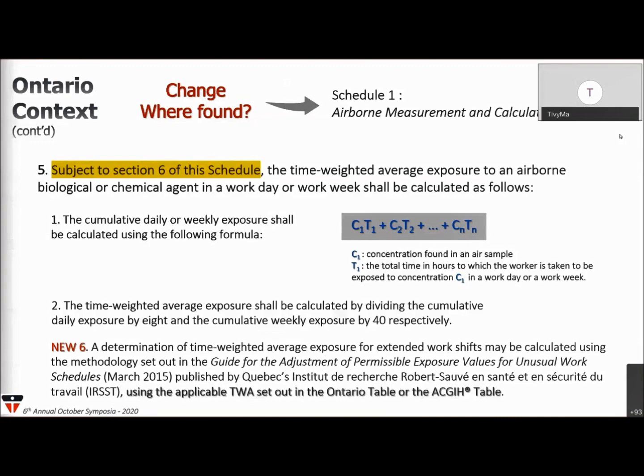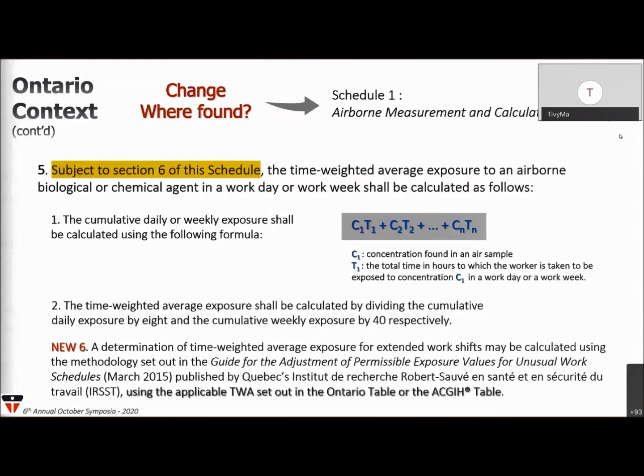And basically it provides for the use of the methodology set out in the guide for the adjustment of permissible exposure values for unusual work shifts, which is the Quebec model. And it's very important to note the last line, using the applicable TWA set out in the Ontario table or the ACGIH table. Now, for those familiar with Reg 833, Ontario, we have the Ontario table or Table 1, and the OELs that are more or less, we call them made in Ontario, the ones that are different than ACGIH are listed in the Ontario table.